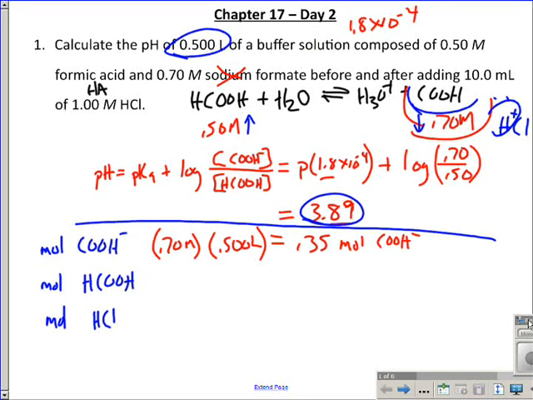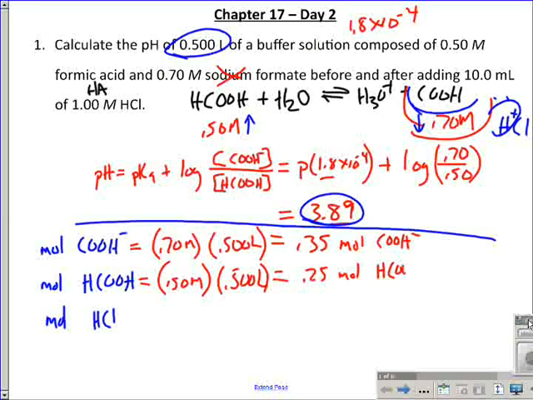Now, in order to calculate the moles of my formic acid, I know it was 0.50 molar times the volume, which was still the 0.50 liters, because that's what I had in the original container. And that's going to give me 0.25 moles of my formic acid.